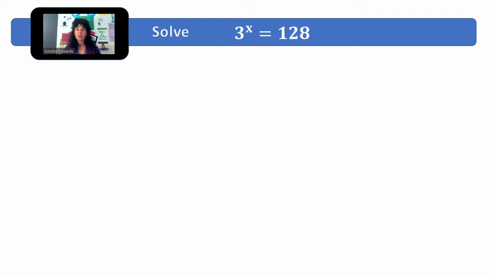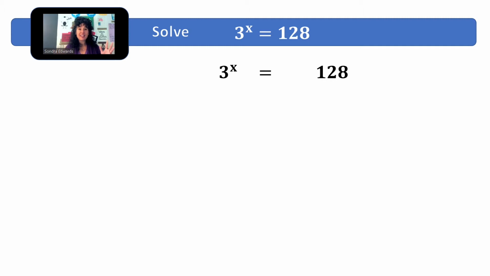Notice in this problem, the variable is trapped up there in the exponent spot. We can't simply undo the order of operations to get x by itself, which is why we need logarithms. If we use a logarithm, that is going to allow us to remove that variable from that exponent spot.